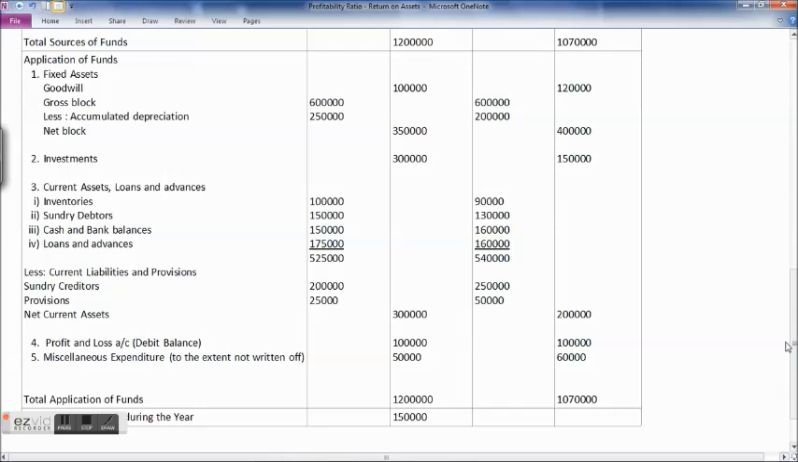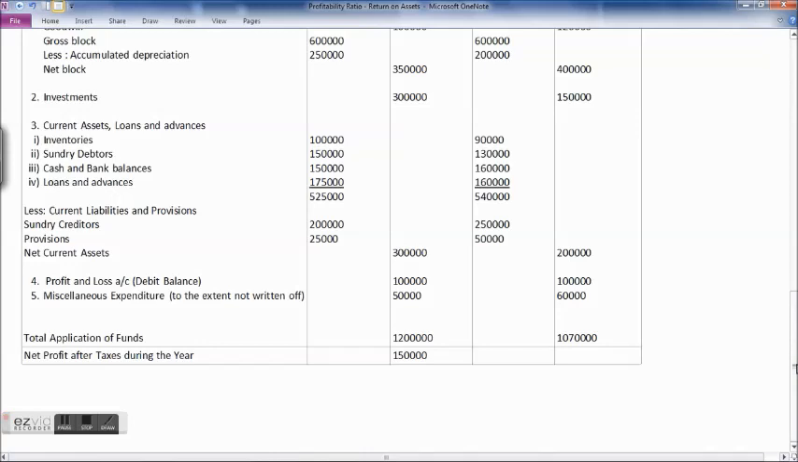So profit and loss account debit balances 1 lakh for both the years. Then miscellaneous expenses, to the extent not written off, are 50,000 and 60,000. So total application of funds is 12 lakh and 10,70,000. Net profit after taxes during the year is 1,50,000.